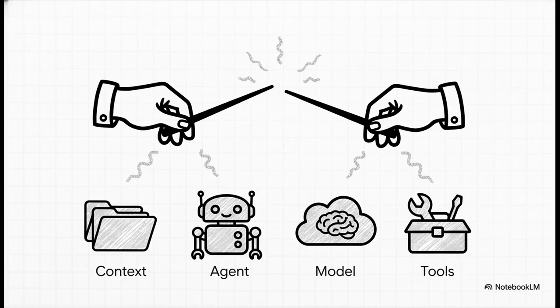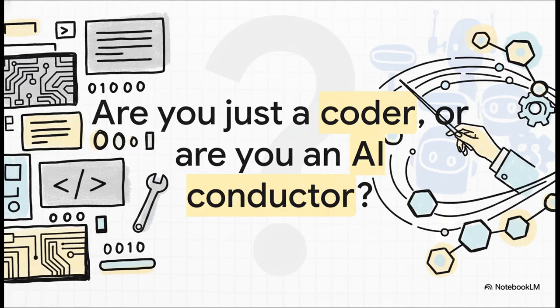Your most valuable skill is shifting from just writing lines of code to conducting this entire symphony. And that's really the question to ask yourself. Are you just a coder telling a machine what to type, or are you becoming an AI conductor, leading an entire orchestra of these powerful new tools? Because mastering these principles, well, that's what's going to define the most productive developers moving forward. The choice is yours.